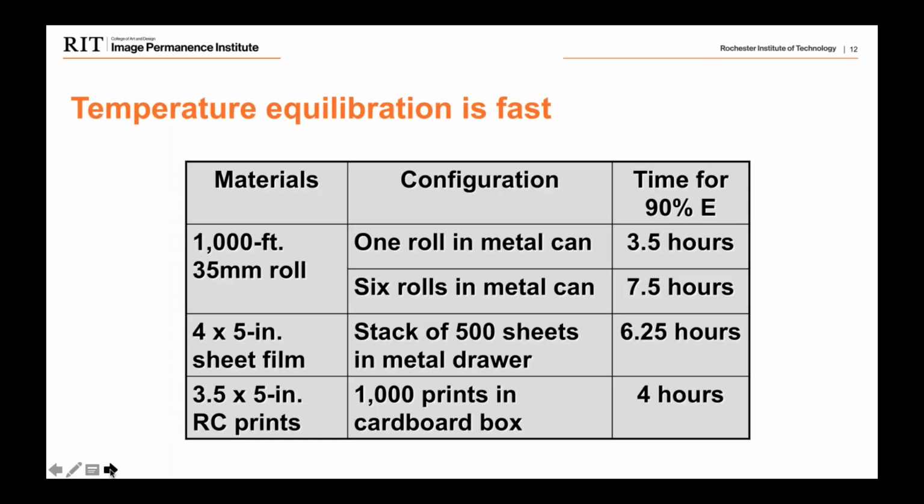So I'd like to start by talking about temperature, and we'll talk about the different types of fluctuations with temperature, and then we'll move into relative humidity. The data shown here is actually fairly representative of most collection materials. And the main takeaway is that temperature equilibration is pretty fast, that it's usually no more than 4 to 6 hours for almost 90% equilibration. So it tends to be a fast process.